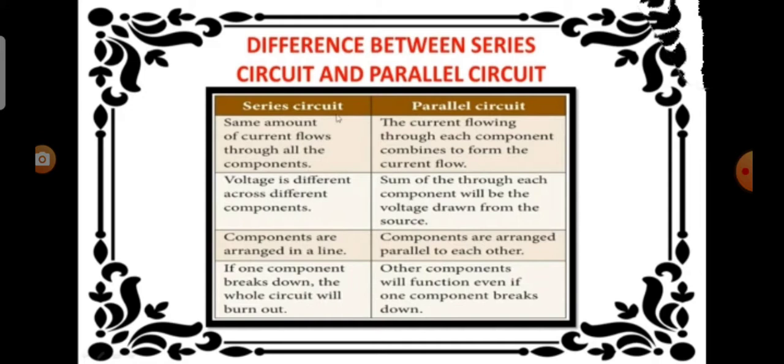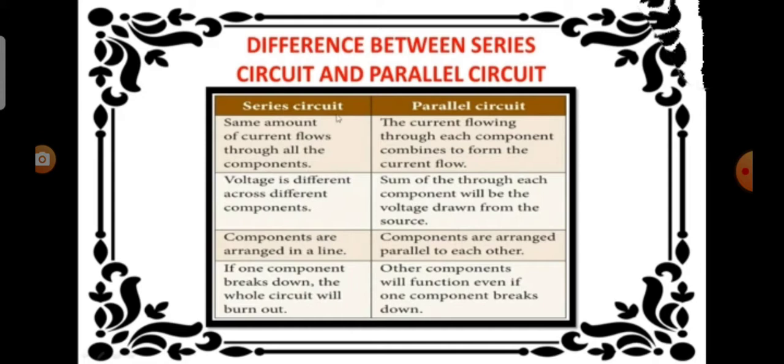In a series circuit, the same amount of current flows through all the components. But in a parallel circuit, the current flowing through each component combines to form the total current flow. In a series circuit, voltage is different across different components. But in a parallel circuit, the voltage across each component will be the voltage drawn from the source.